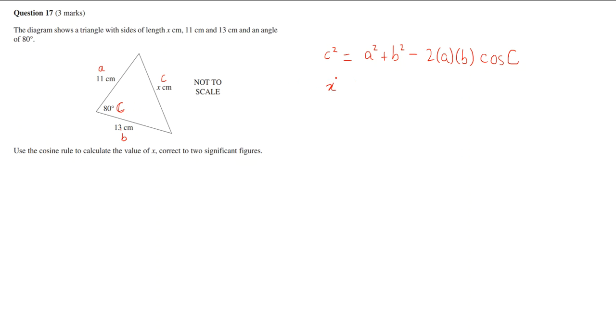So x squared is equal to 11 squared plus 13 squared minus 2 times 11 times 13 times cosine of 80 degrees. And if you solve that, you will get the answer, which is somewhere around 15.5 centimeters, or you can round it to roughly 16 centimeters.